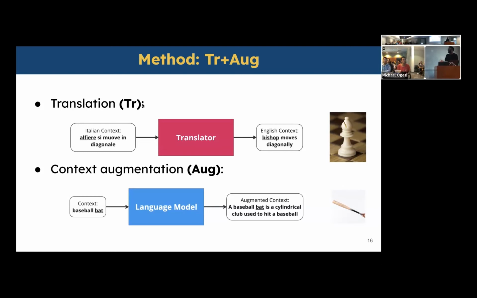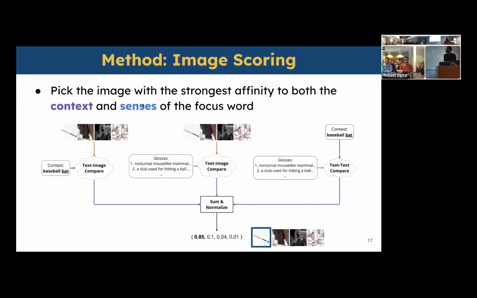And for context augmentation, which is the really important thing here, we pass in the context, which is baseball bat, and we ask our language model to produce text that describes the visual attributes of this. And we can see that it says things such as cylindrical and used to hit a baseball. So these are the visual attributes that we care about, and these are the visual attributes that allow us to understand the meaning of the baseball bat more concretely.